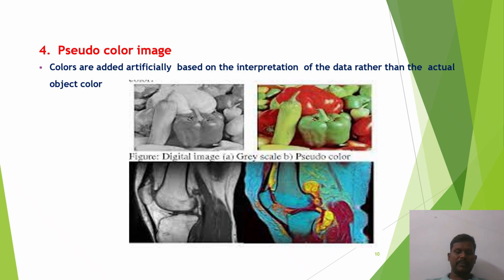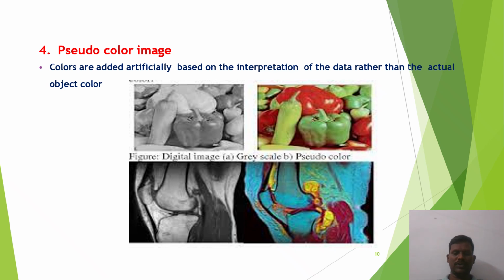The last type is the pseudo color image. For particular images, if you want to differentiate different parts of the image, we generally add colors to each region. Here the first figure is a grayscale image of different fruits and vegetables. When you color particular objects, you can easily differentiate one from the other.